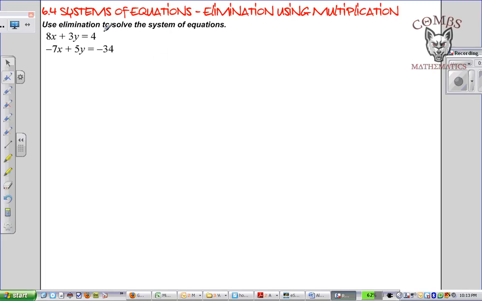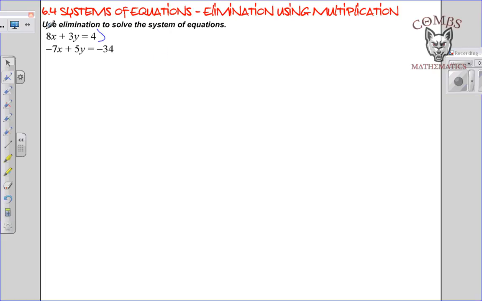So here's what we need to do. We need to multiply the first equation by 7 and multiply the second equation by 8. That's going to give us a common x coefficient of 56. So the first equation, I'm going to multiply by 7. 8x times 7 gives me 56x. 3y times 7 gives me 21y. And 4 times 7 gives me 28.